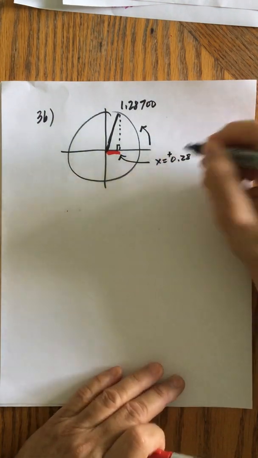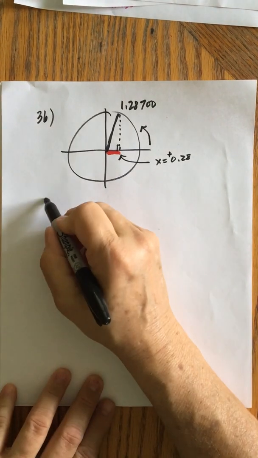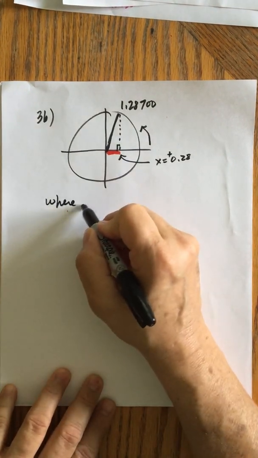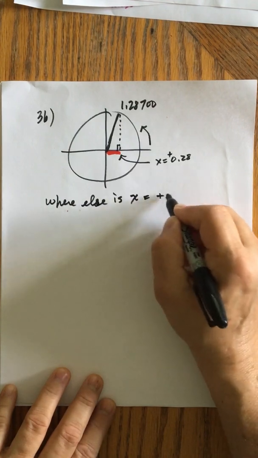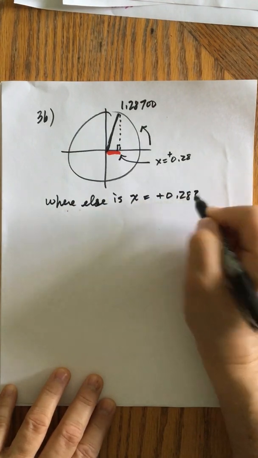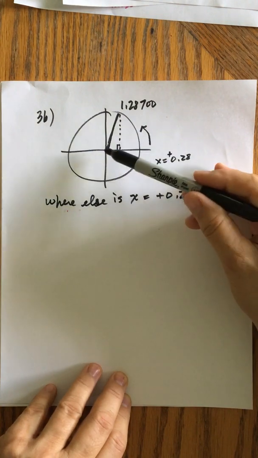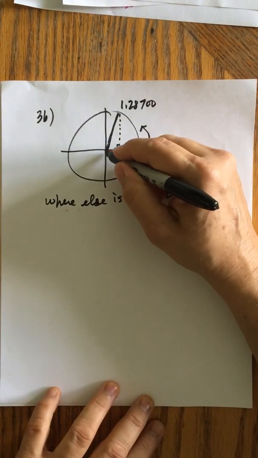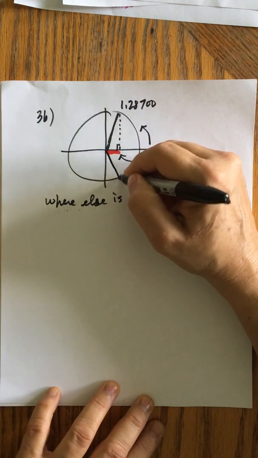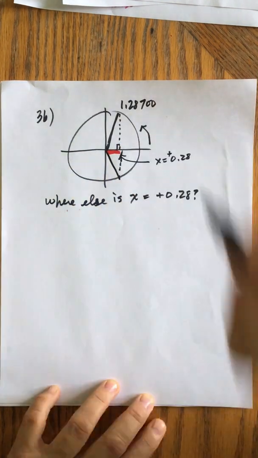Well, if I were to reflect this, where else is the x positive? So the question then is, where else is x equal to positive 0.28, right? That length. Well, it would be where x is positive, so it's either quadrant 1 or quadrant 4. We've already solved for quadrant 1. So quadrant 4 would be when you reflect this, right? Come down here. Same length.